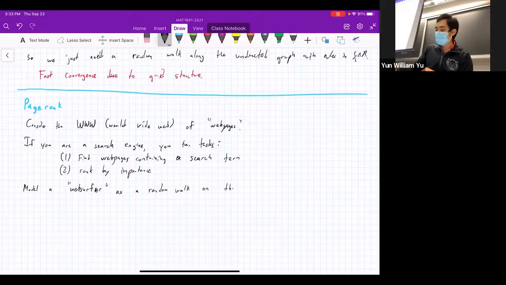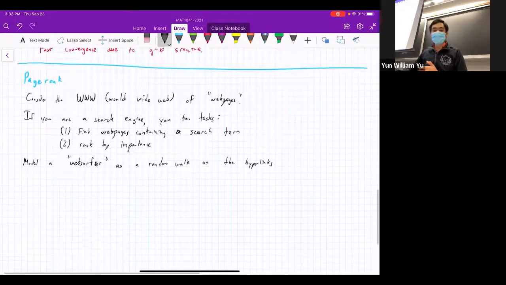on the hyperlinks. Now, this isn't a perfect model because maybe people aren't completely mindless when they're on the internet, but it's good enough for our purposes. So you're going to model a web surfer as a random walk on the hyperlinks.